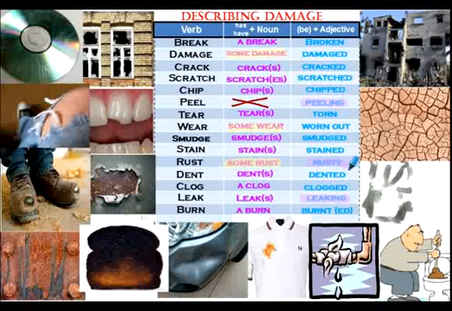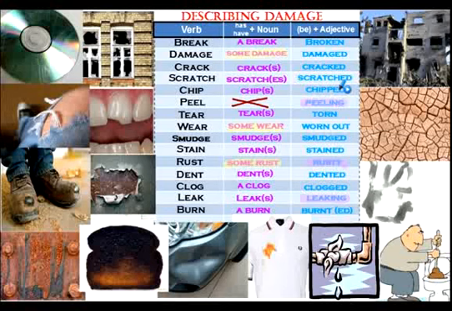Okay, but the other ones are basically the past participles of the verb, right? Broke is the past tense, but the past participle, for example, is broken, and damaged, and cracked, and scratched, and chipped. They're all past participles.